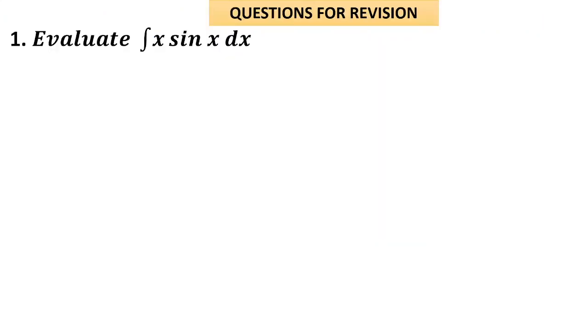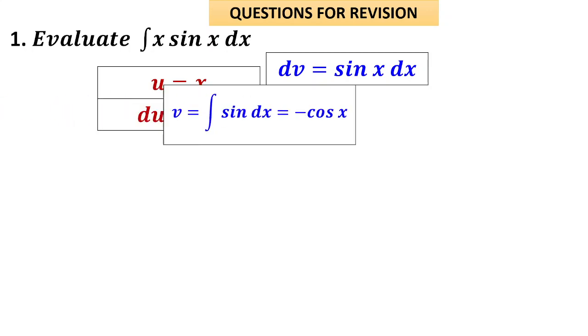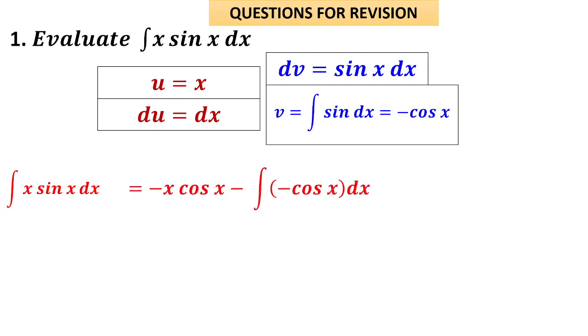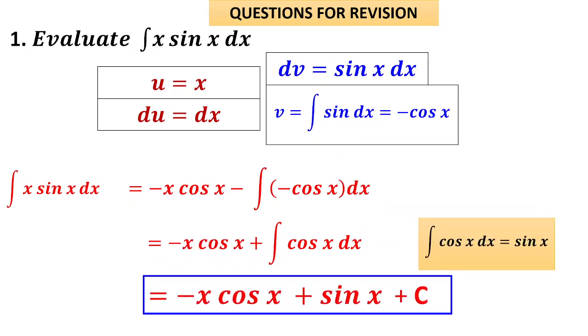Let us try some problems now. x into sin x dx. Very simple. u should be taken as x and dv as the remaining. Immediately find du and find v. That is, integral sin x is minus cos x. Put it in the form u into v. Therefore minus x cos x minus integral v du, therefore minus cos x into dx. It will become minus x cos x plus integral cos x dx, and integral cos x dx is sin x, so you get the answer as minus x cos x plus sin x plus c.